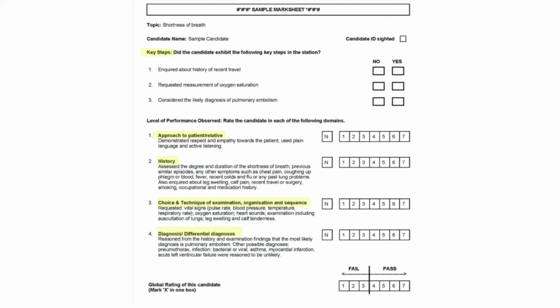Okay, so overall, the passing score is 4 or more. So for each domain, you will be marked accordingly. Based on the number of key steps that you have covered, and all the individual scorings that you have got in the 4 domains, you will get an overall score, which will determine whether you pass or fail that particular station. So this was the sample question given by AMC. I hope with the help of this video, you are able to have a general idea about what sort of performance is expected from us for this exam.